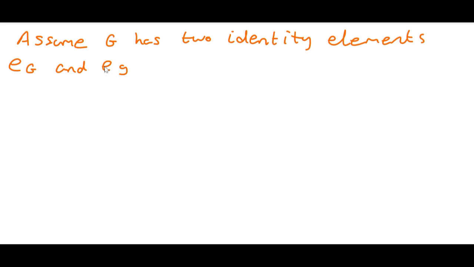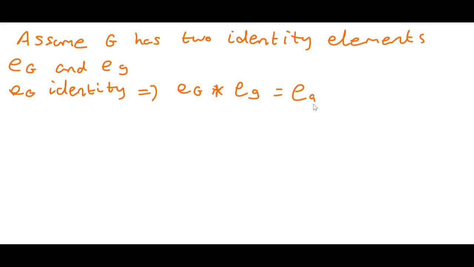Alright, so the fact that E_G is an identity, well, that implies that E_G star E_g is equal to E_g, because the way identity elements work, when multiplied by an element in the group, they just keep it the same, okay?